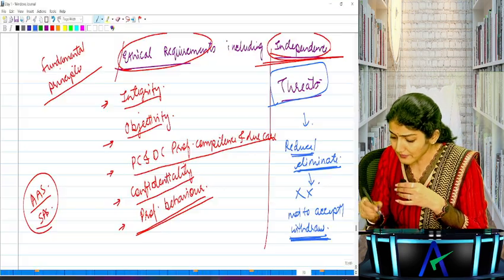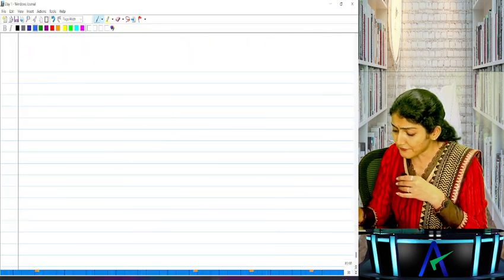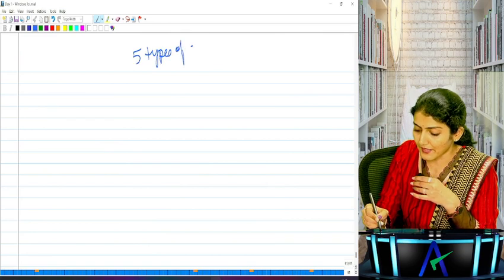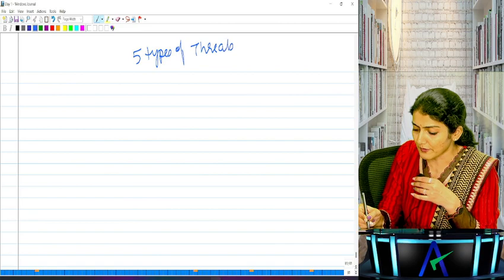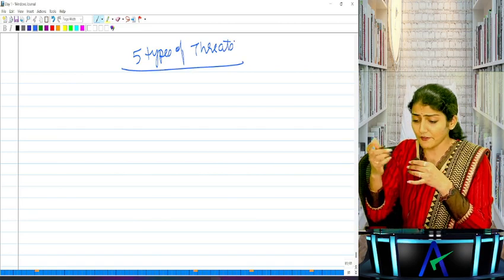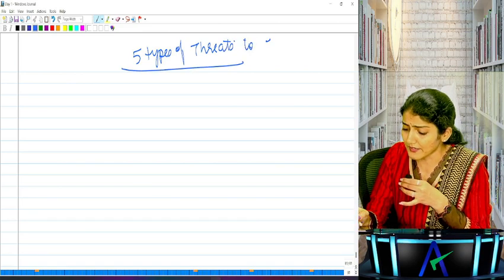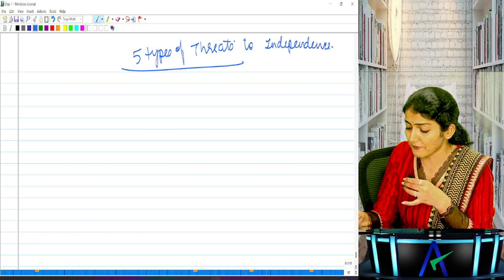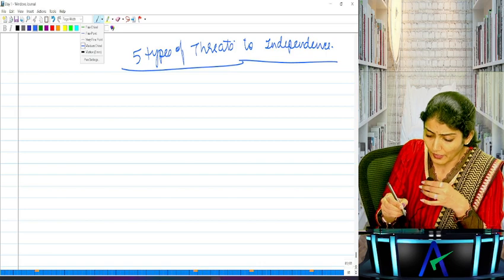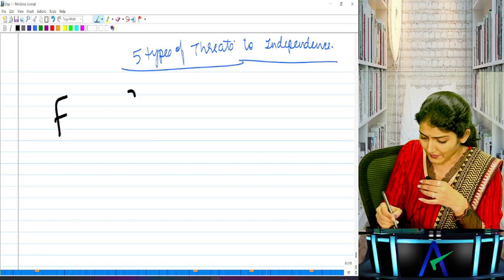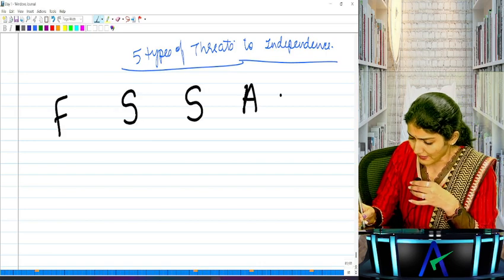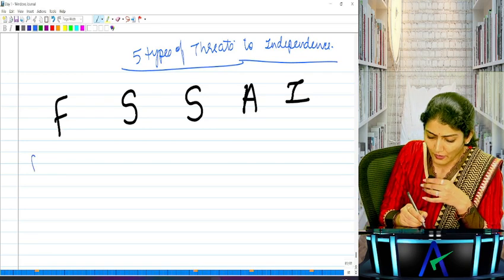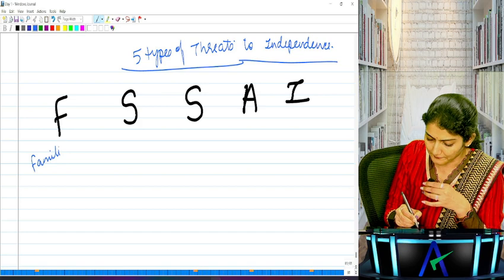Okay. And here they are also talking about the 5 types of threats to the independence of the auditor, right? So again, a very important area for the questions in the exam. 5 types of threats to the independence of the auditor. What are the 5 types of threats as per the code of ethics? What are the 5 types of threats we have? FSSAI.